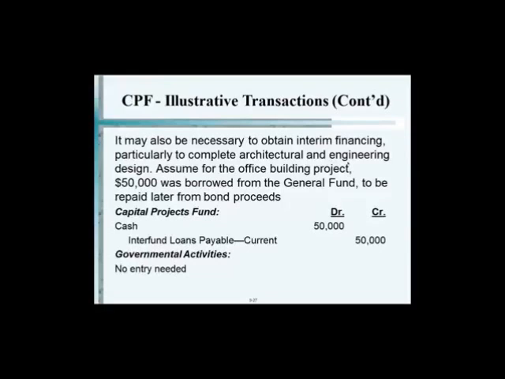Anyone tell me no entry needed? Why? Why no entry needed? Didn't we just borrow money? Okay, let me ask you a question. Capital Projects Fund. What is it a part of? Governmental funds, right? The government-wide statement has governmental activities and business type activities. Does it differentiate between the different funds within the governmental funds?